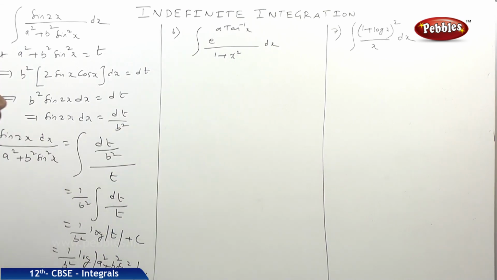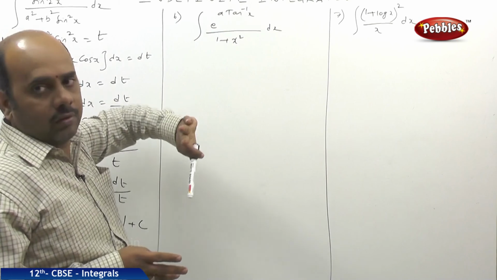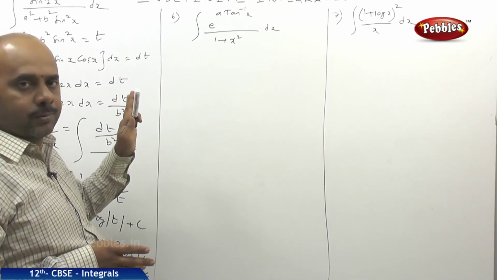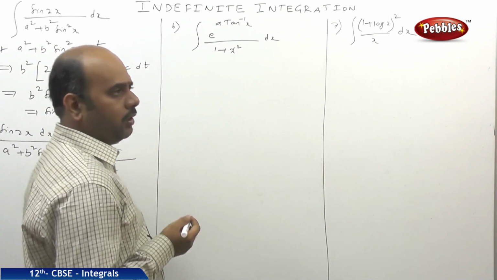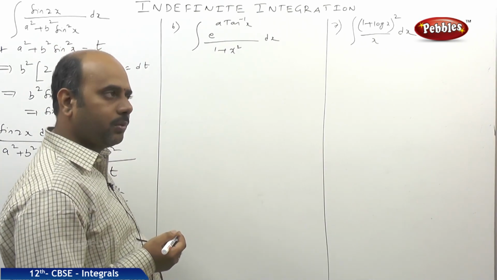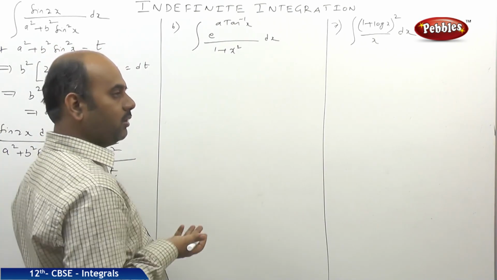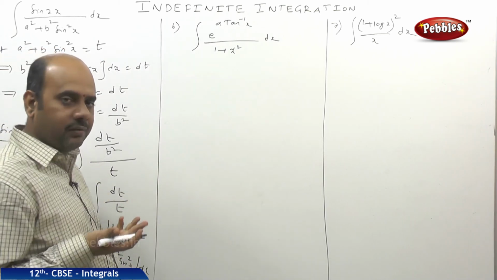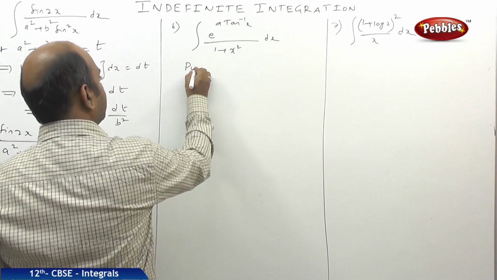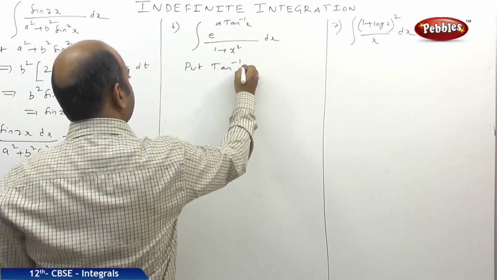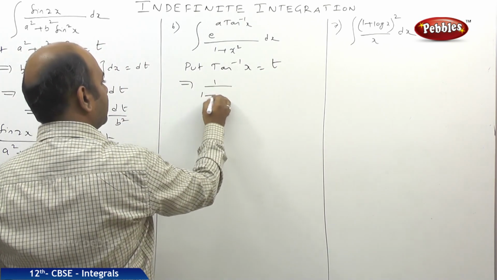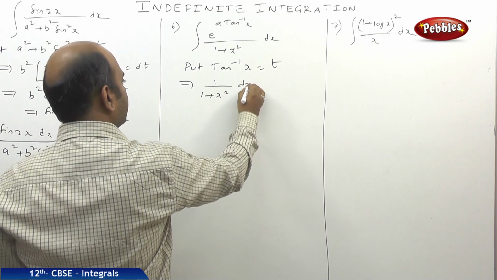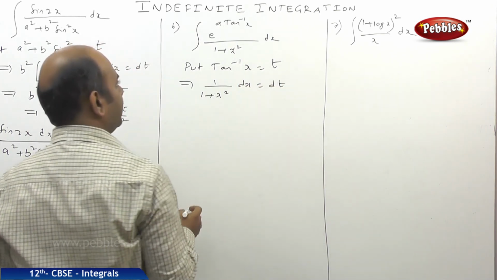Now, coming to this problem, we need to observe carefully what function we need to substitute as t. Here I know the derivative of tan inverse x is nothing but 1 upon 1 plus x square. So I find it easy to substitute tan inverse x is equal to t. So put tan inverse x is equal to t. That implies 1 by 1 plus x square dx is equal to dt.